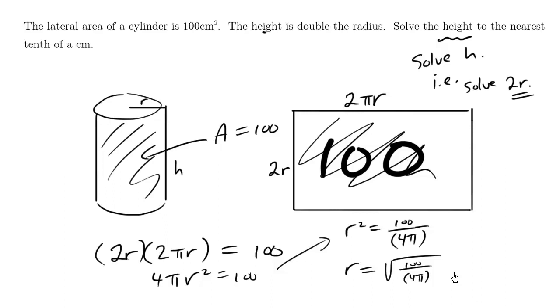So my r value is approximately 2.821. Now be careful about choosing this as your answer. That's not the question. The question is to solve 2r. So this answer times 2, I have h is approximately equal to 5.6, and we're talking about centimeters. So the final answer is the height is approximately 5.6.